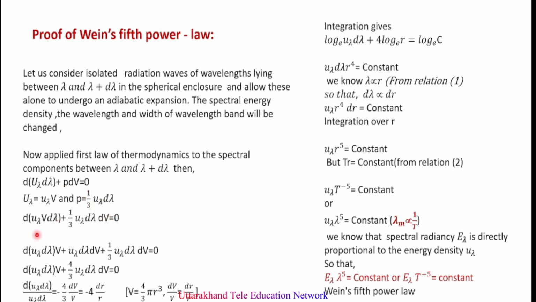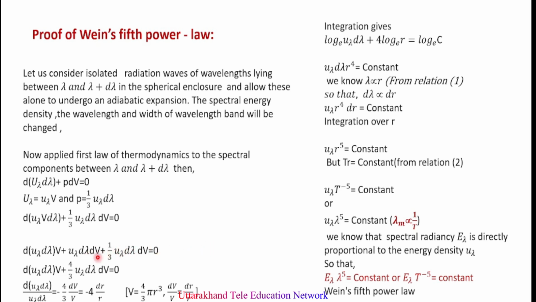Now in this equation, u_lambda d lambda we consider first and V we consider second, and apply the differentiation of a product. That will be the differentiation of the first, d of u_lambda d lambda, and the second remains the same, plus the first remains the same, u_lambda d lambda, and the differentiation of the second, dV, and that will be the same, 1/3 u_lambda d lambda dV, equal to 0.